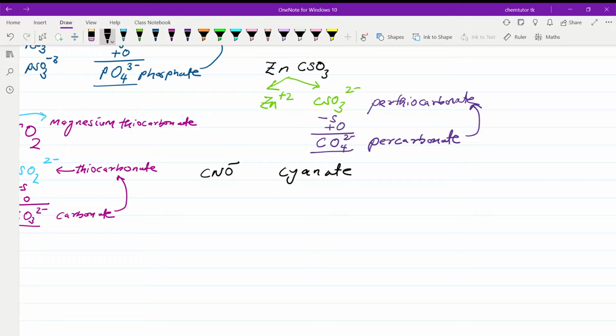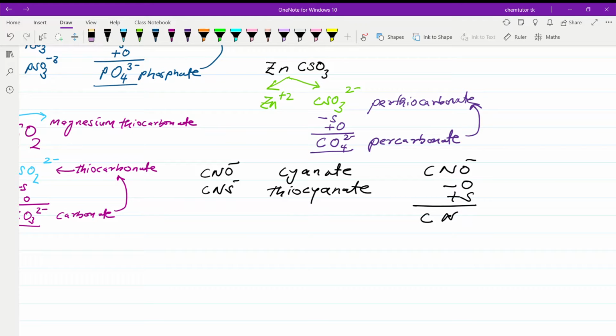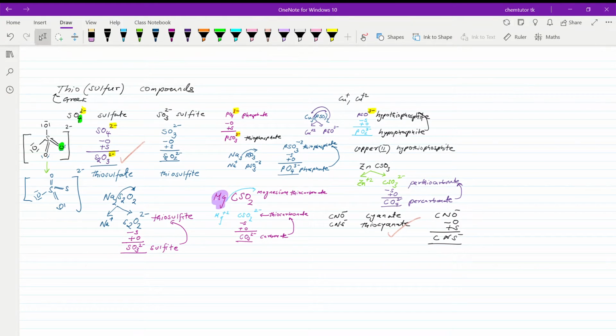Okay, so if I take this one, I remove that one. This is called thiocyanate. So what happened? CNO minus, take away oxygen and add the sulfur. So it is CNS minus, thiocyanate. So this is available as well. So this is existing. This is existing. But most of them not.